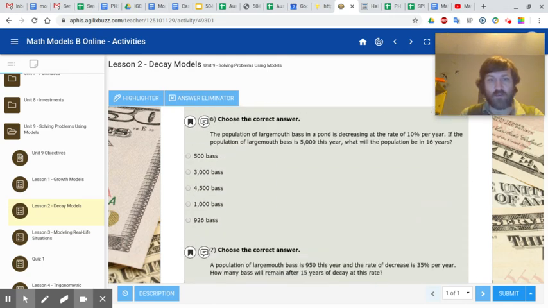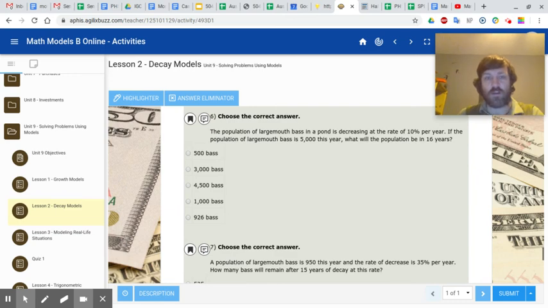Let's see, number 5. Okay, number 6. A little bit different. The population of largemouth bass in a pond is decreasing at a rate of 10% per year. If the population of largemouth bass is 5,000 this year, what will the population be in 16 years? So it's decreasing by 10% every year. And so you can probably guess the number is going to end up being pretty small.